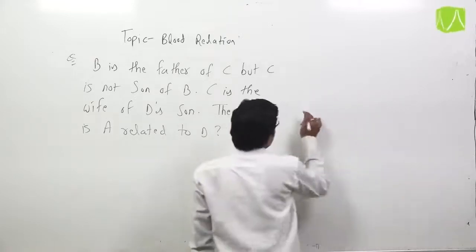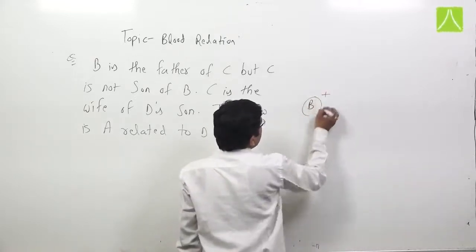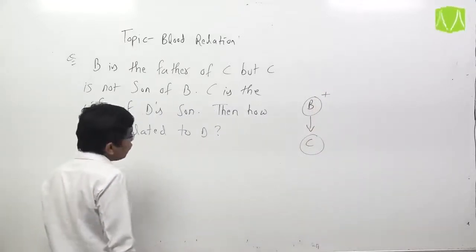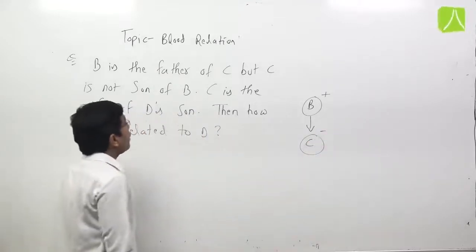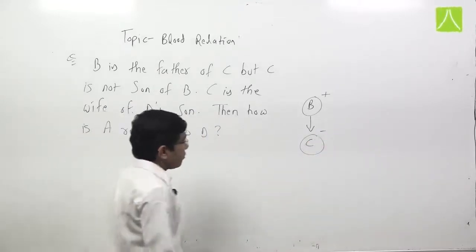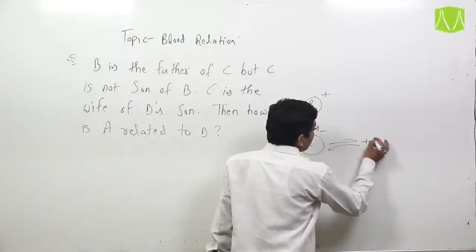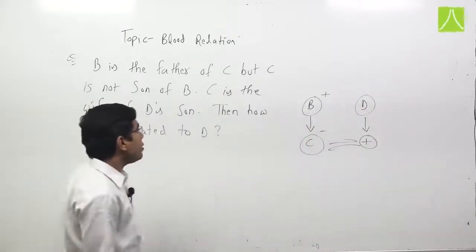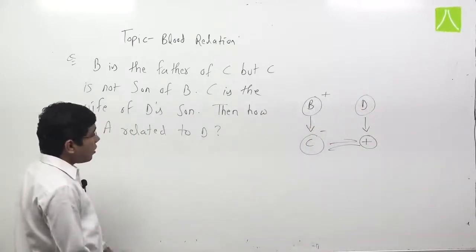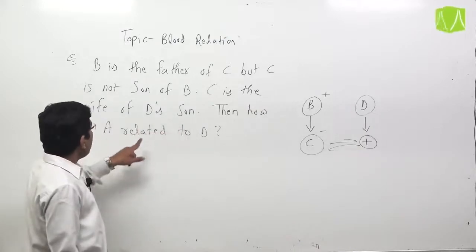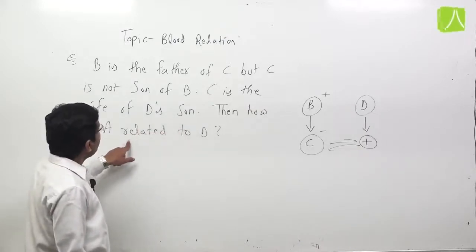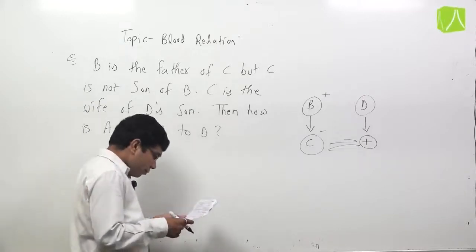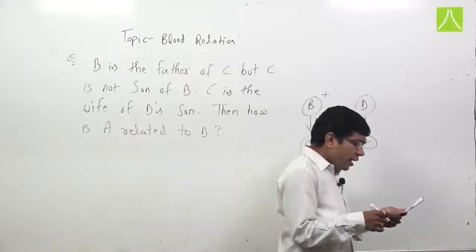B is the father of C, but C is not son of B, means C is the daughter of B. C is the wife of D's son. Then how is A related to D? Condition, D is the wife of A's son.